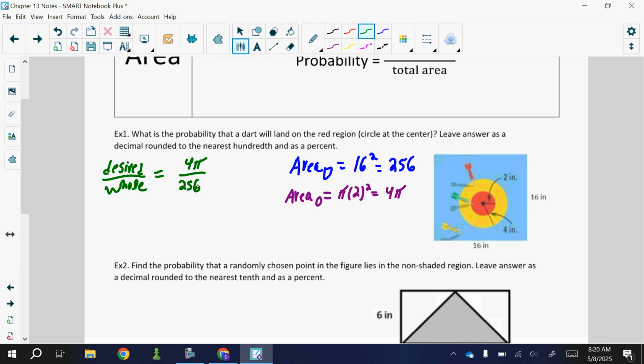So you just put that in your calculator, 4 times pi divided by 256, and that gives you about 0.05. It says round the decimal to the nearest hundredths, and then write as a percent. That's pretty easy. For a percent, all you do is move the decimal 2 to the right. So 0.05 is also 5%.